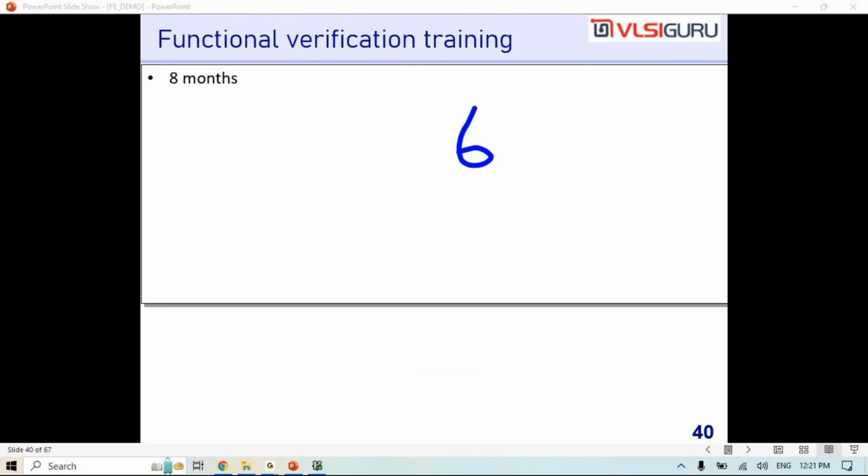Why it is 8 months is that most of the people who come to this course are from an electrical electronics background. This functional verification domain is a more programming oriented job. You need to learn Verilog, SystemVerilog. You should have the coding related aspects. If you are new to coding, learning everything in 5 6 months becomes a challenge.